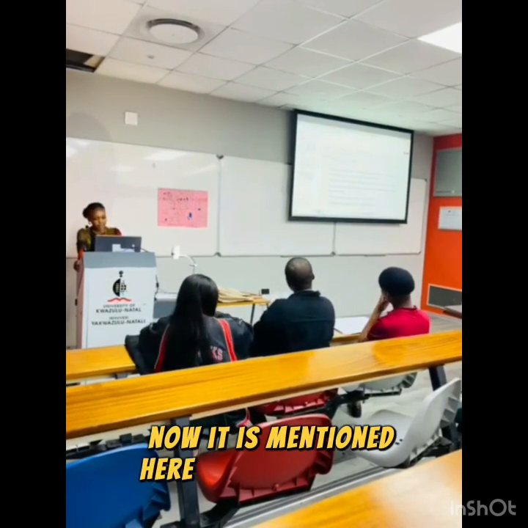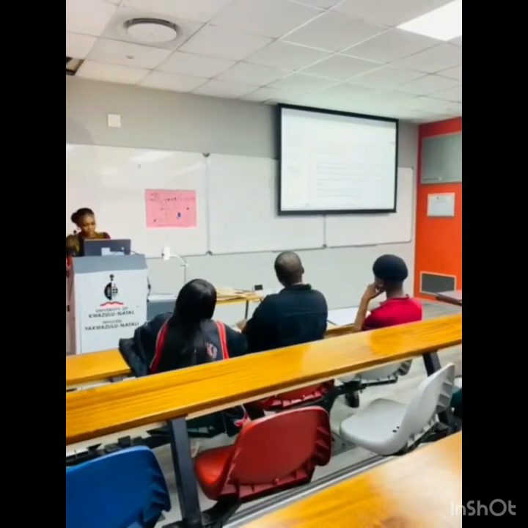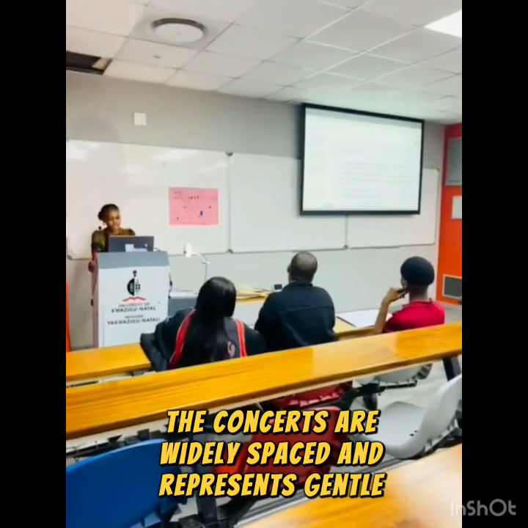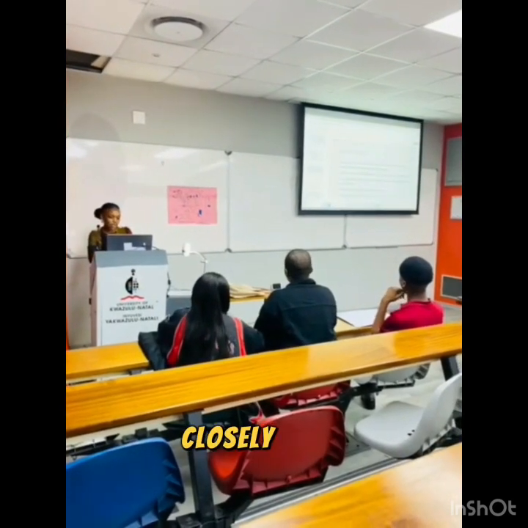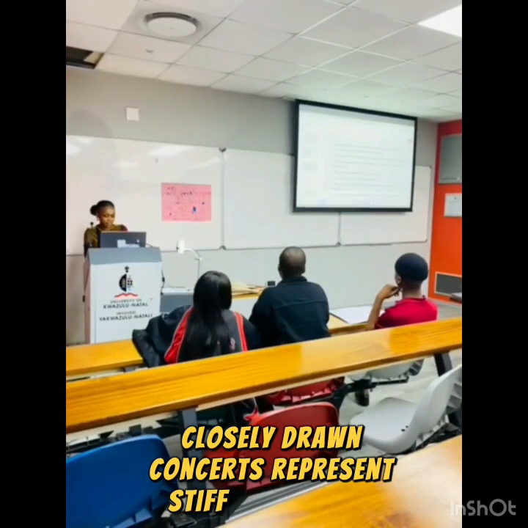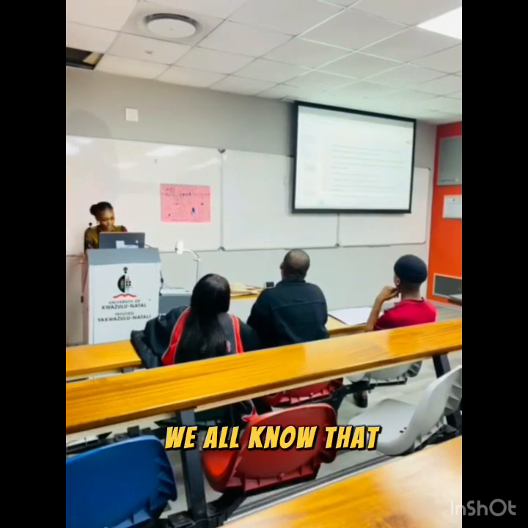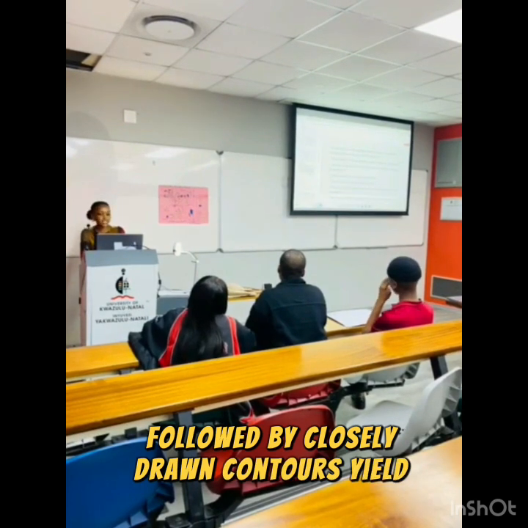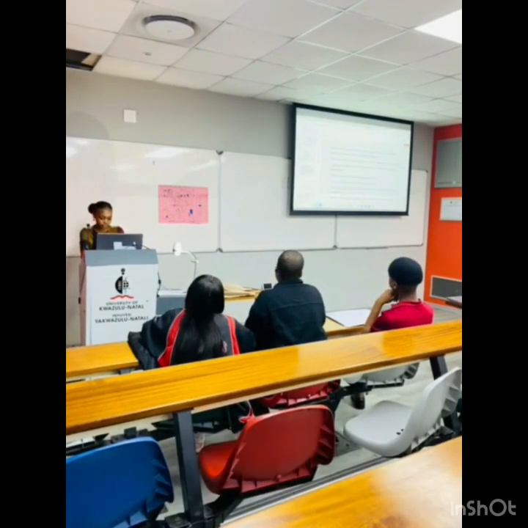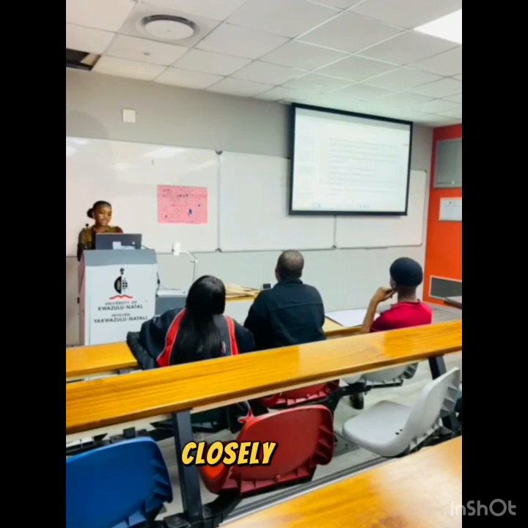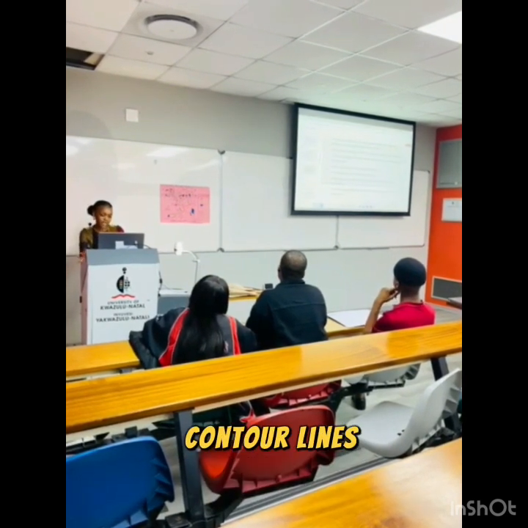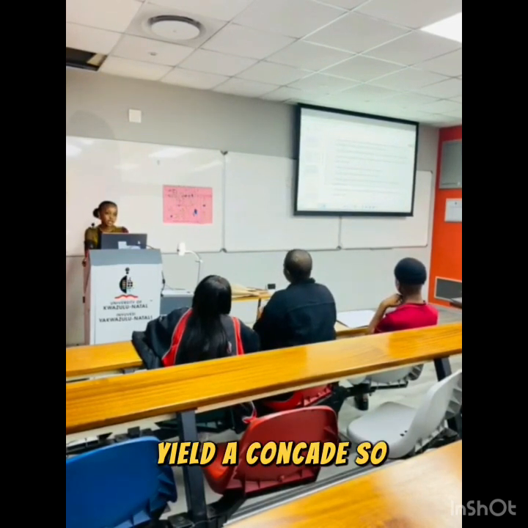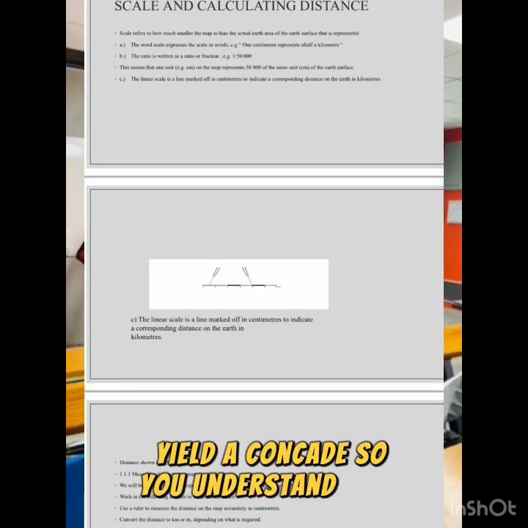Now it is mentioned here that the contours are widely spaced and represent gentle terrain. Closely drawn contours represent steep slopes. We all know that. Widely spaced contour lines followed by closely drawn contours yield a convex slope. Closely drawn contour lines followed by widely spaced contours yield a concave slope. Do you understand? Yes.